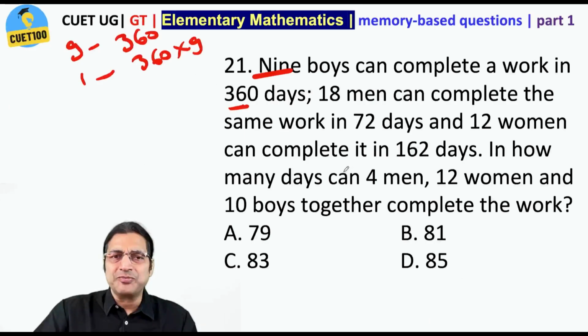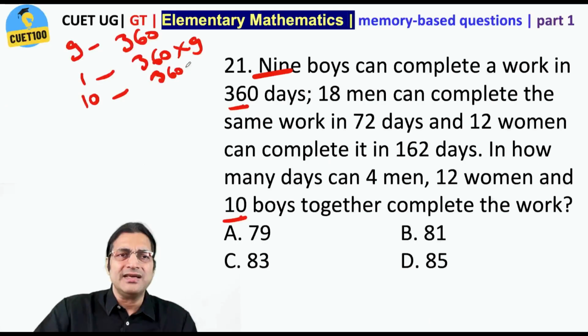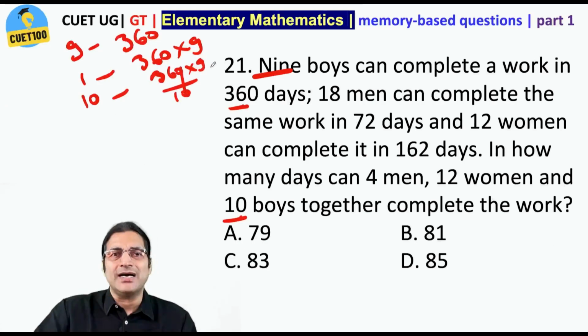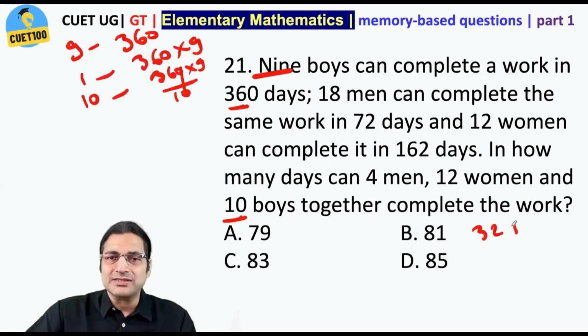Right. And what do we have to get here? How many boys? 10 boys. So, 10 boys can do it in 360 into 9 divided by 10, that is 36 into 9. 36 into 10 is 360. 360 minus 36 is 324. So, 10 boys can do it in 324 days. Alright. Okay. How many men?